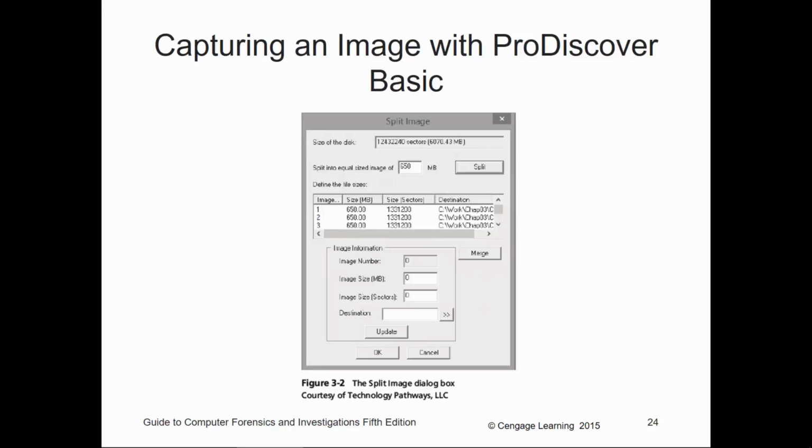Here we have our ProDiscover Basic split image file. We can take an image and split it based off of our requirements. Here we have the size of the original disk, which is roughly 6 gigs. And if we're dealing with smaller media, we may have to split that into three 2-gig chunks, for example.